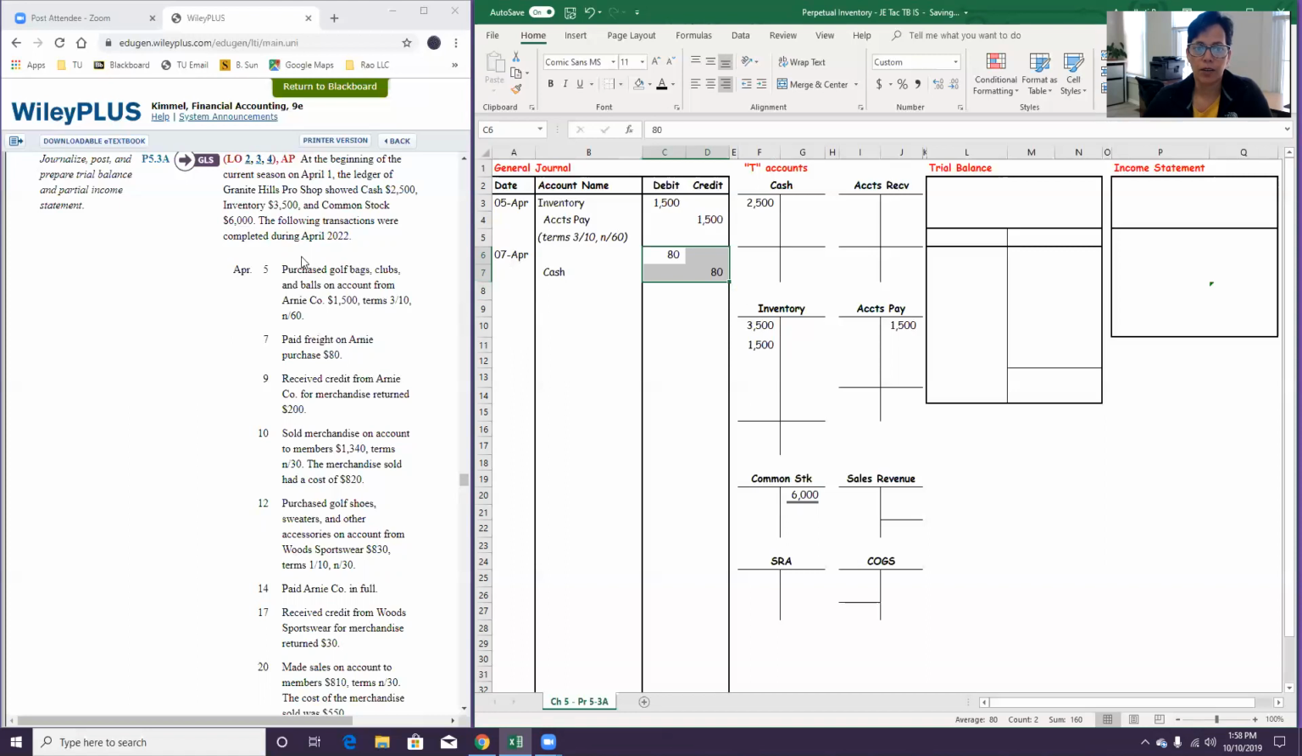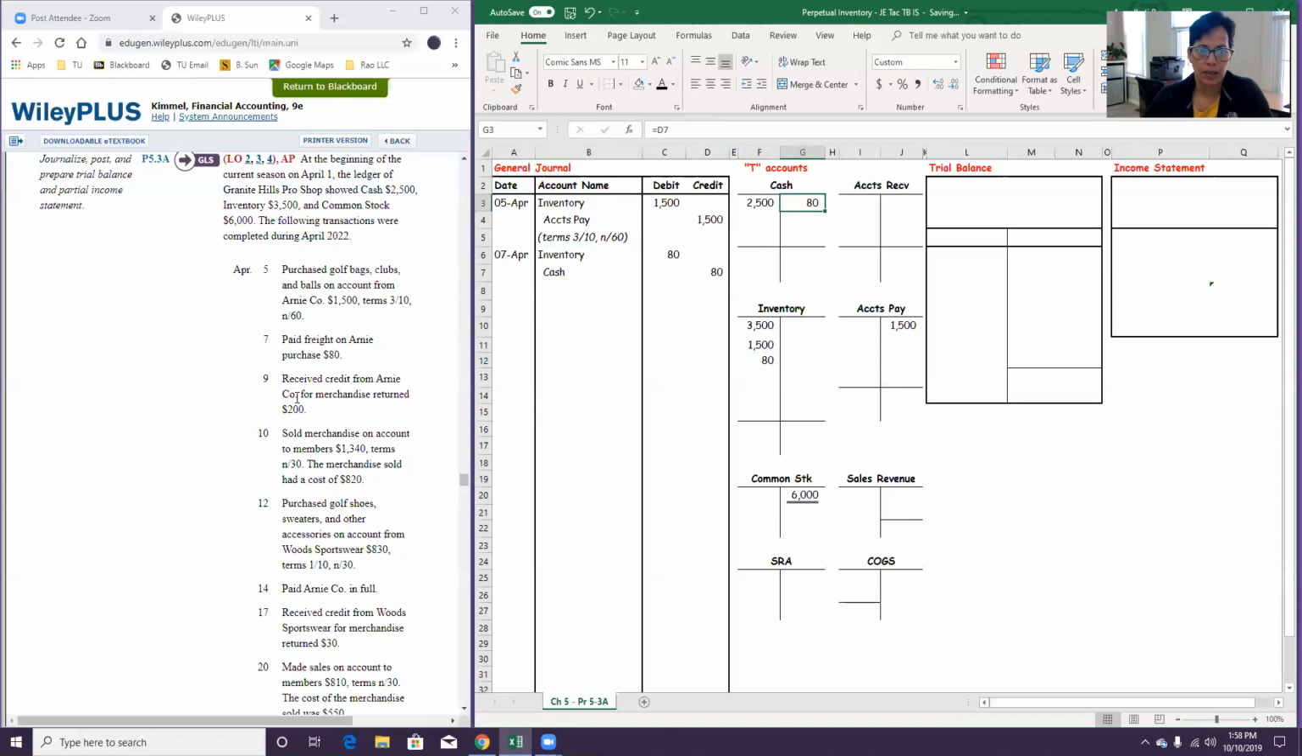In the perpetual inventory system, all the cost associated with bringing the inventory in gets added to the cost of inventory. So the account I'm going to debit is inventory. Inventory debit, cash credit. Again, let's post it. Inventory debit, cash credit.